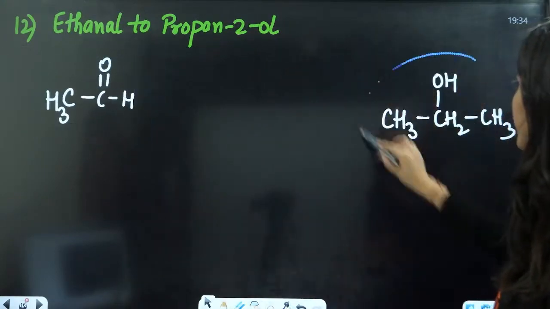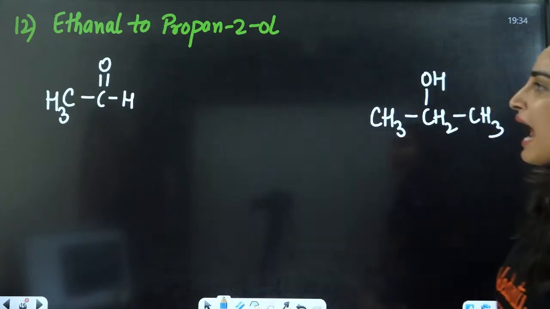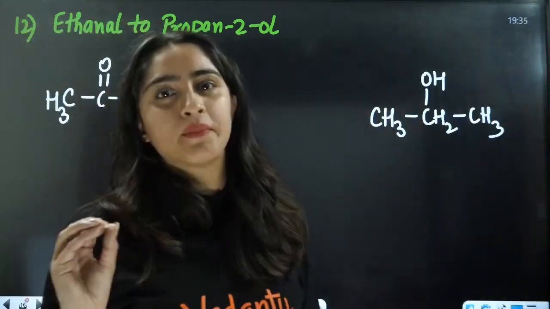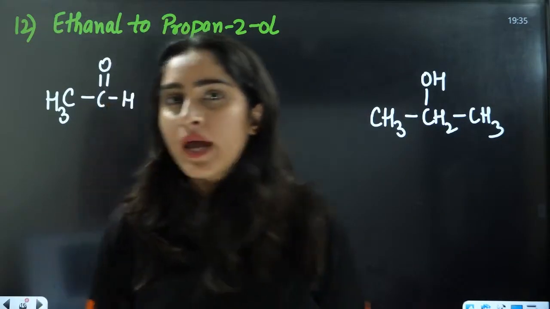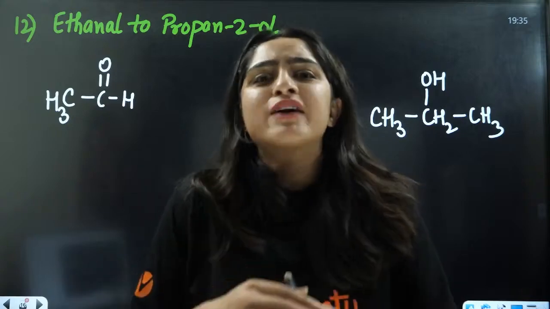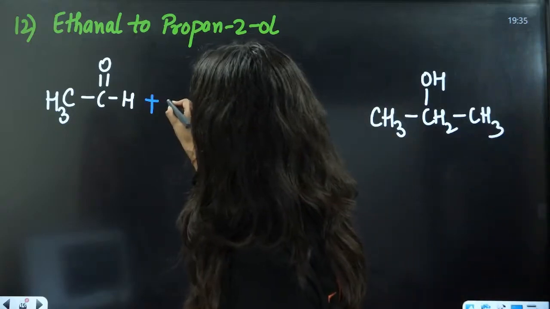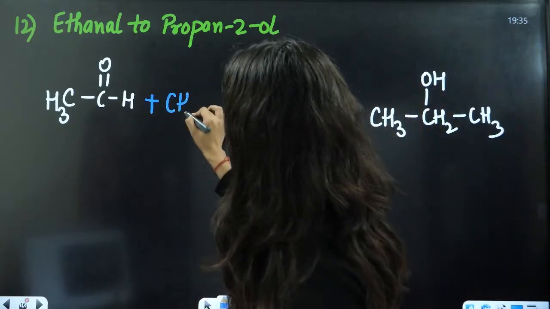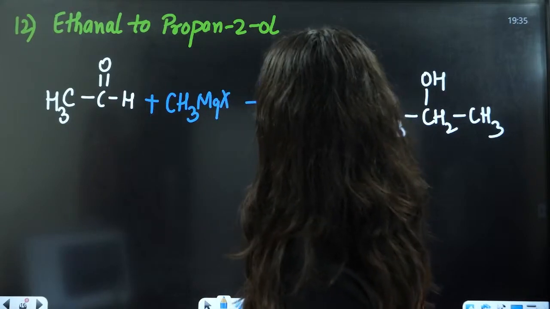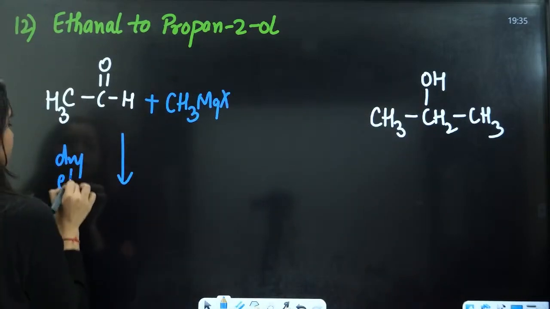Now, what we are doing here, everybody, always see what we are doing here, okay? We are actually adding 1 more carbon here. For adding 1 more carbon, if you have a carbonyl group here, and you want to add one more carbon, the best way is adding Grignard reagent, that is CH3MgX, in the presence of dry ether.